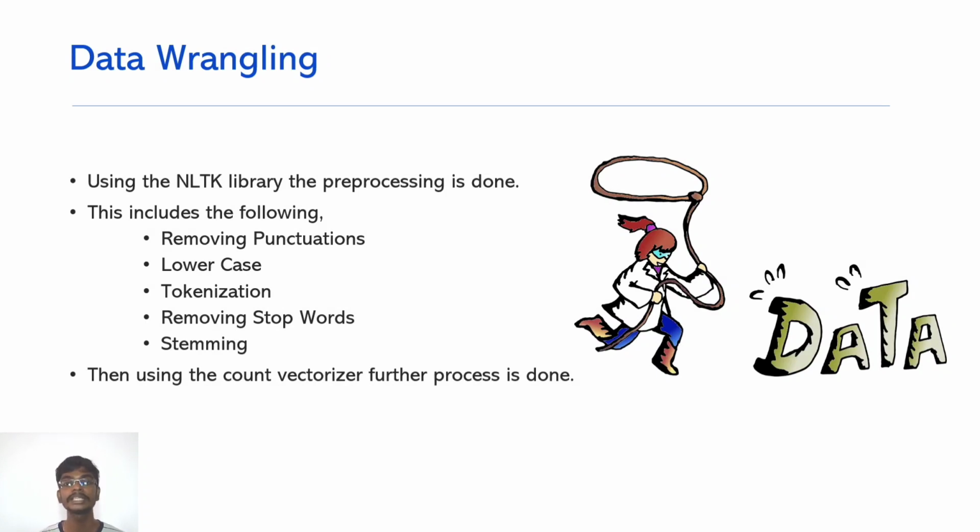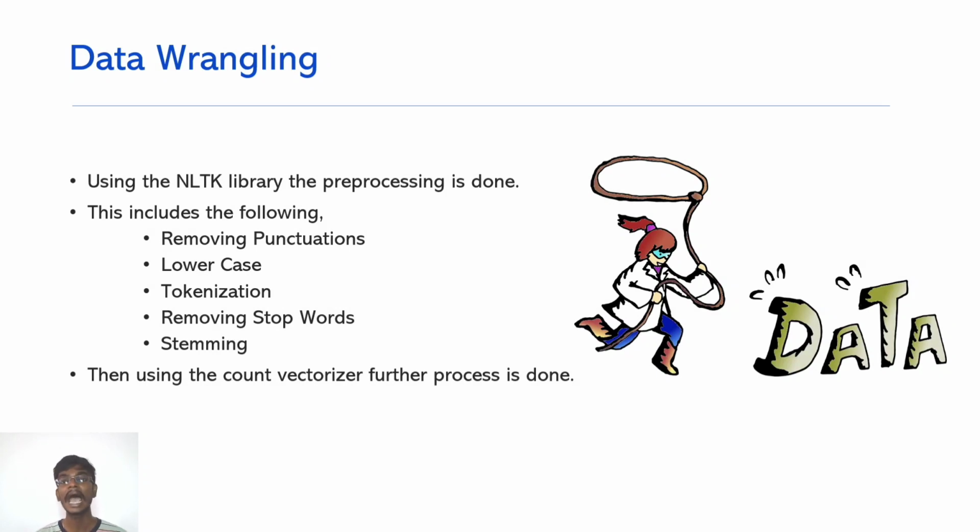Then tokenization. Tokenization is a term for assigning each and every word a particular value. The system can understand only numerals, so we have to convert all those things into numeral values. Then removing the stop words. The stop words are words like and, is, was. They don't carry much meaning, right?